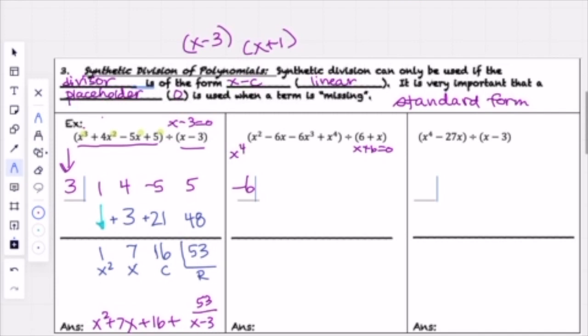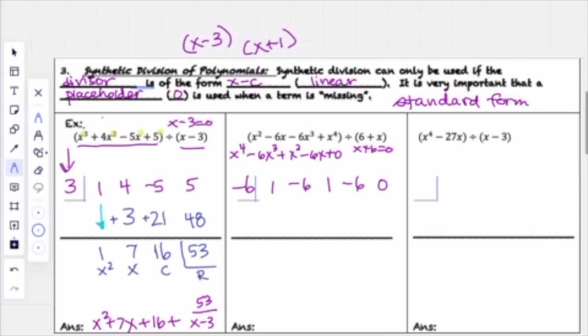X to the 4th minus 6x cubed plus x squared minus 6x. Do you see something missing? Our constant term is missing, so I need to place that in there. All right, let's go ahead and put our coefficients in the correct order. So we would have a 1, a -6, a 1, -6, and a 0.